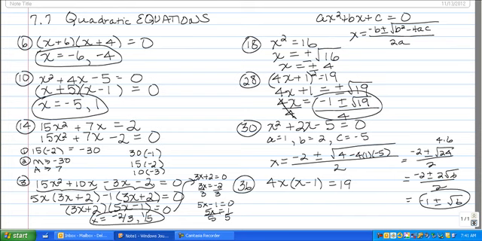Alright, and 36. Again, we have to have it equal to 0, so the first thing we need to do is multiply this out and move the 19 over to the left. Now we're going to have to substitute, and I think I'm going to have to move to the next page. So A is 4, B is -4, and C is -19.